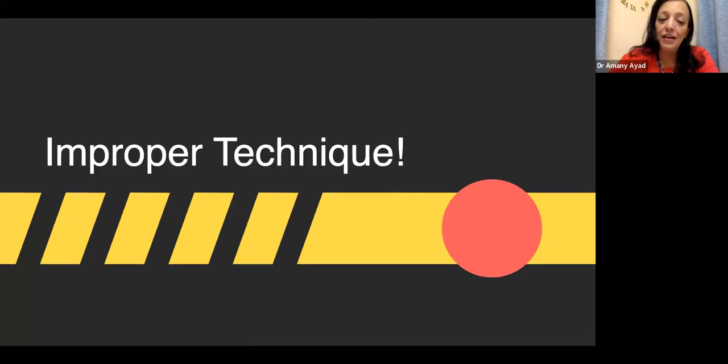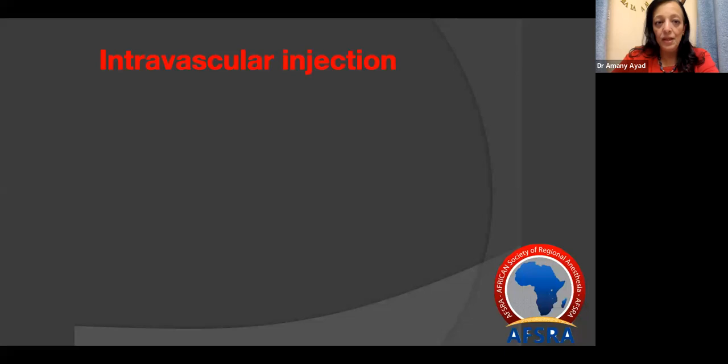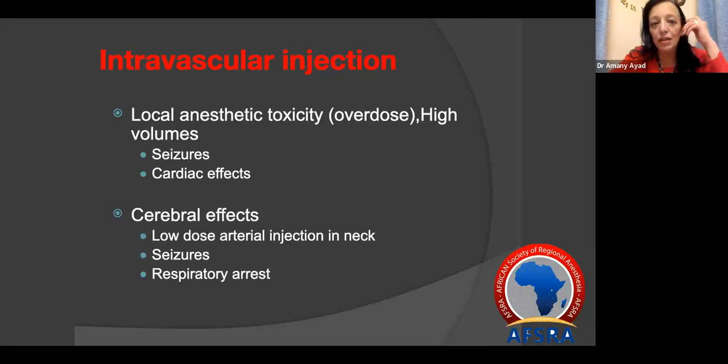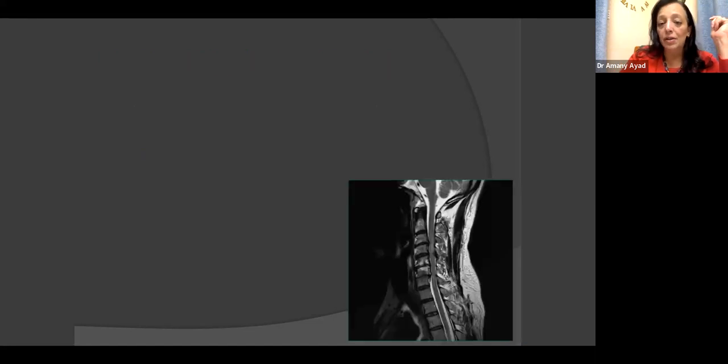What happens if we have an improper technique? The most famous improper place for injection is the intravascular injection. Of course, you might face local anesthetic toxicity. It can end up with seizure, irritability, cardiac effect, or cerebral effect, even with very small doses intra-arterial, especially in the vertebral vessel. Half a ml of lidocaine can induce seizure. So it's not just related to the volume, it's related to the site of intravascular injection as well. And it can end up with respiratory arrest.